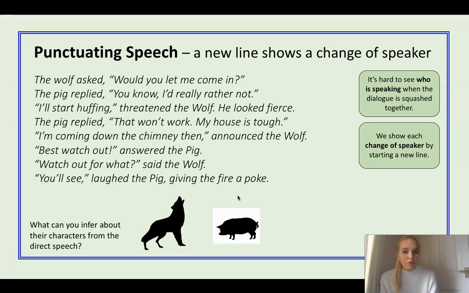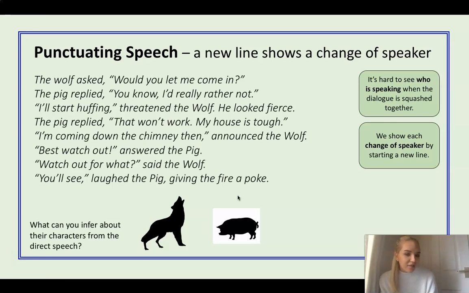So, the wolf asked, "Would you let me come in?" The pig replied, "You know, really rather not." "I'll start huffing," threatened the wolf. He looked fierce. The pig replied, "That won't work. My house is tough." "I'm coming down the chimney then," announced the wolf. "Best watch out," answered the pig. "Watch out for what?" said the wolf. "You'll see," laughed the pig, giving the fire a poke.